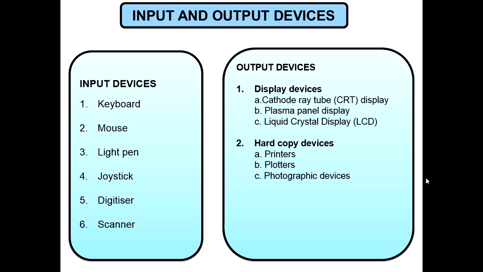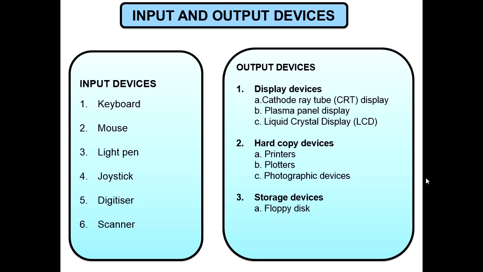So these photographic devices are essentially the cameras that we are using in front of your display devices. With the help of these cameras we are doing the recording. So these are the display devices, and we have the hard copy devices. Then third, we have the storage devices.